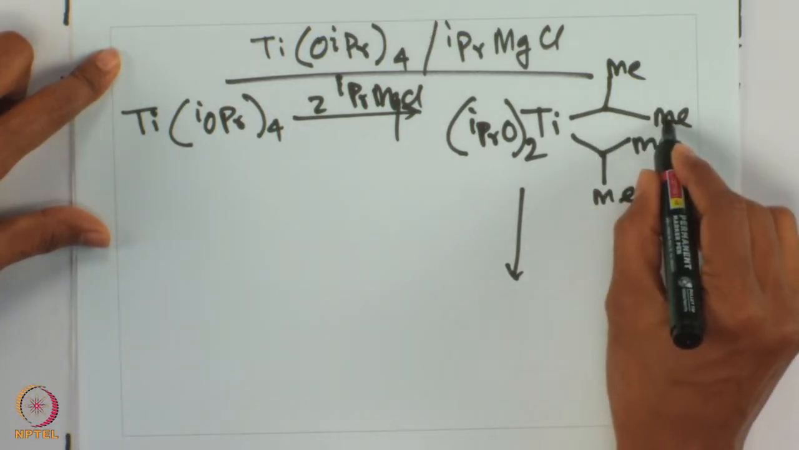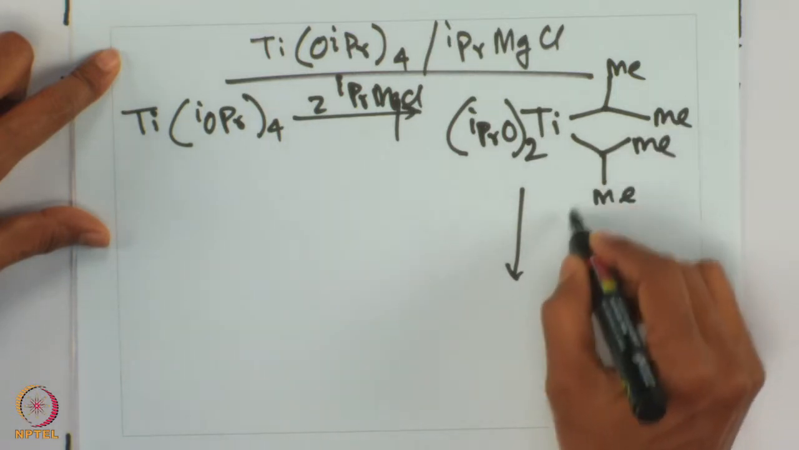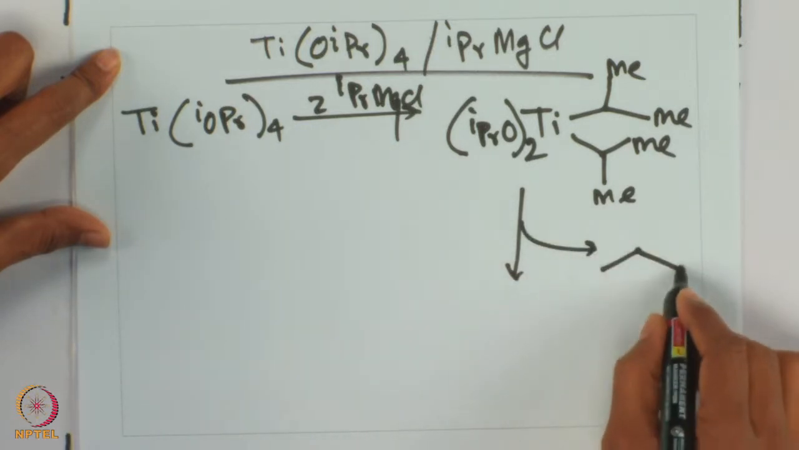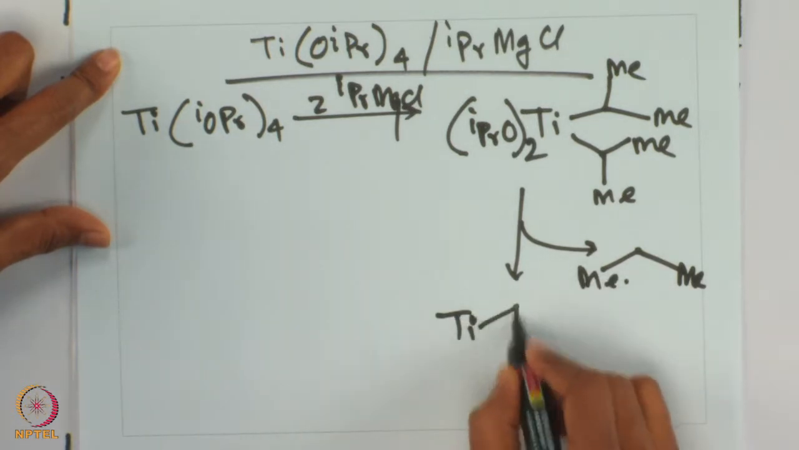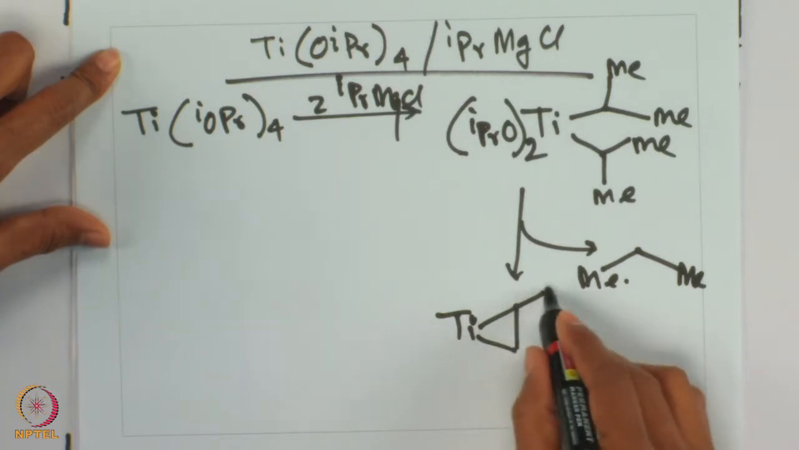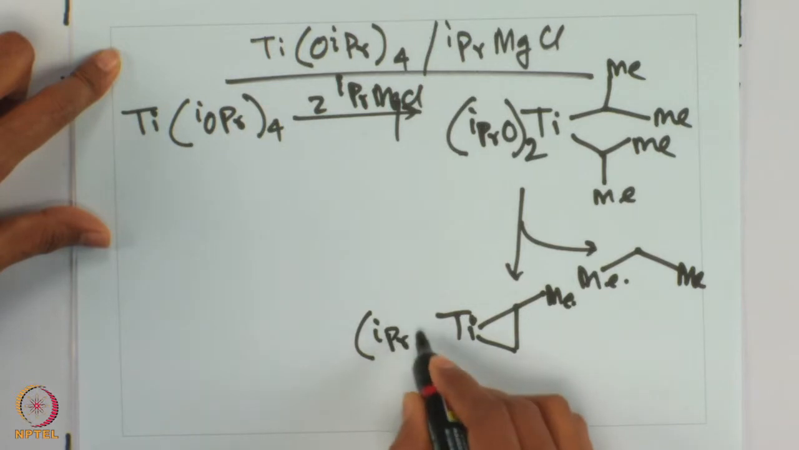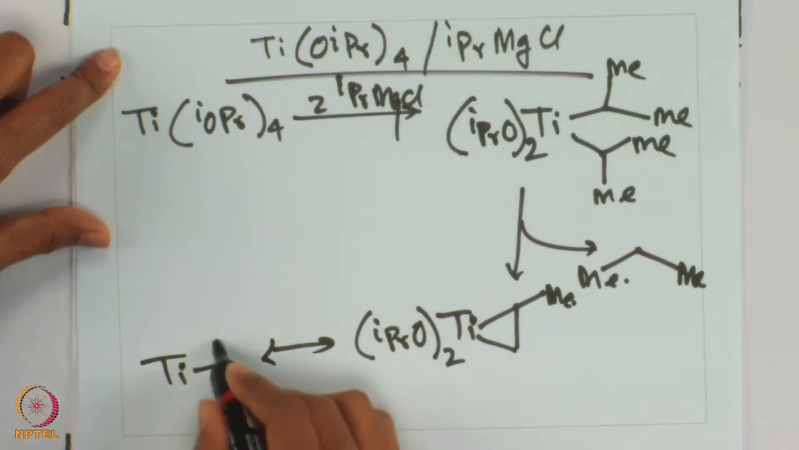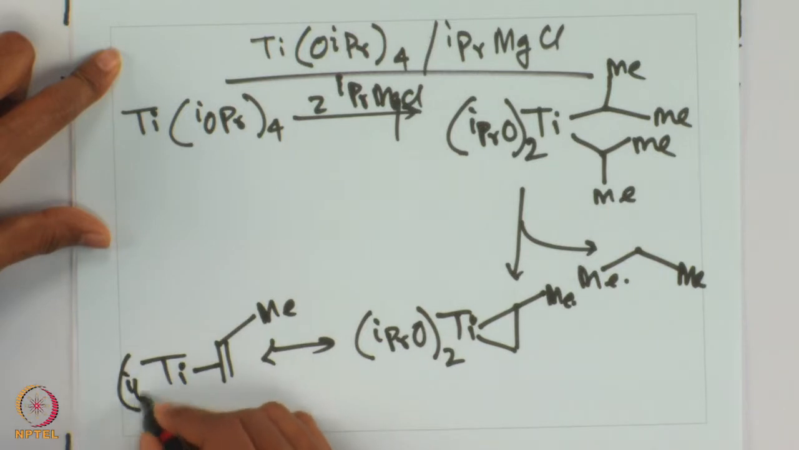So, one of the H, namely beta abstraction from this CH3, will give rise to the propane, and then we will get this 3 membered intermediate with the metal in it. So, a metallacycle will form and 2 of the isopropoxides will be attached to it. This is nothing but, if you look very carefully, the olefin coordinated titanium diisopropoxide intermediate, right.